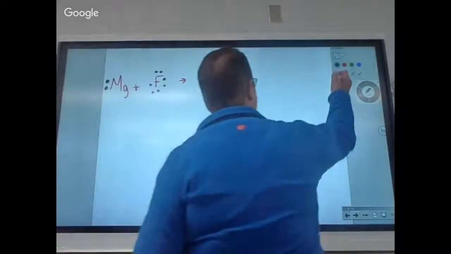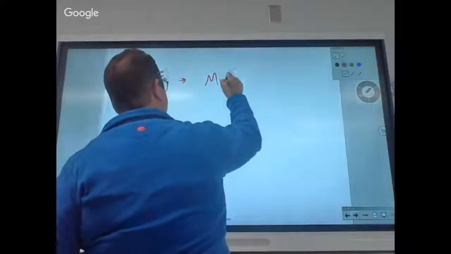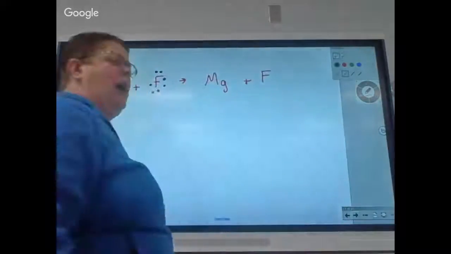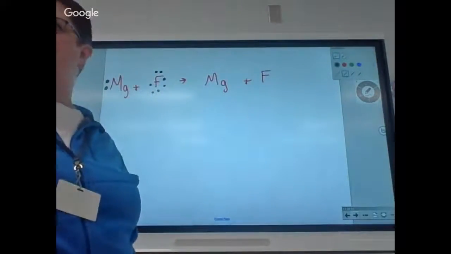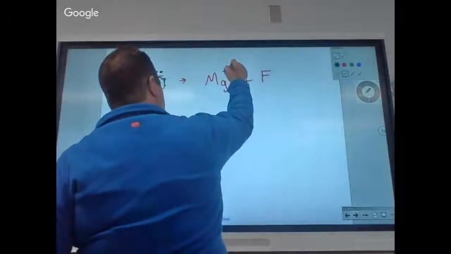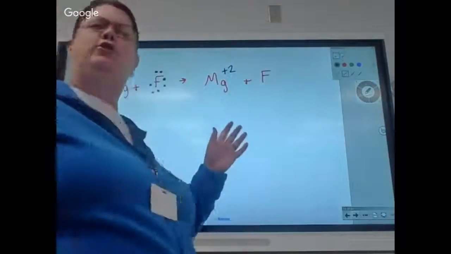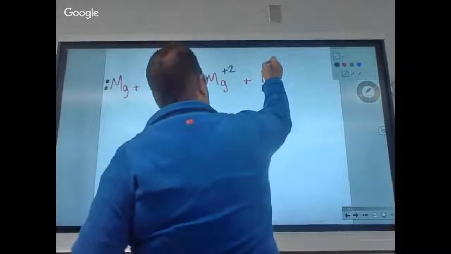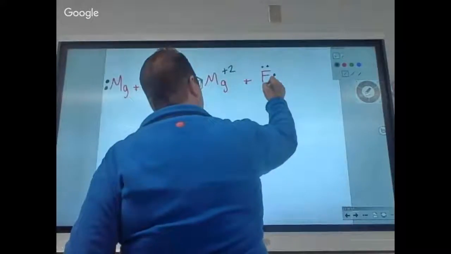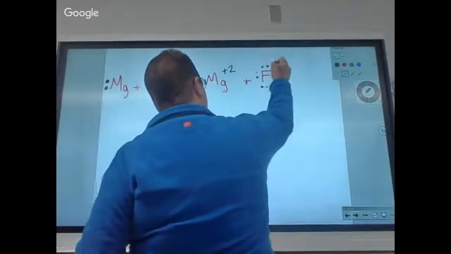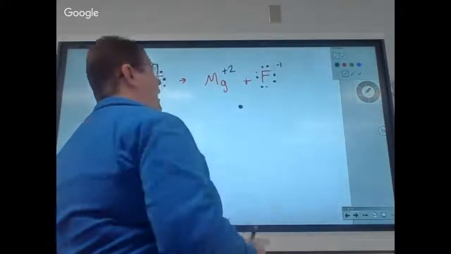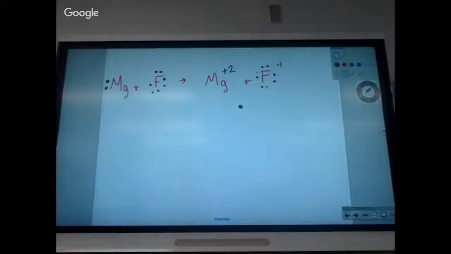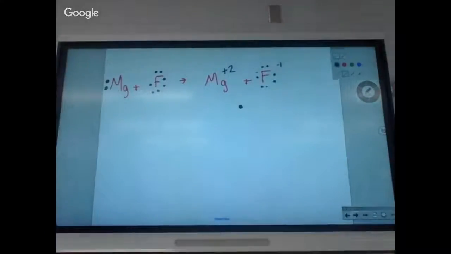All right, so magnesium's going to do what? Give it to fluorine. It's going to lose how many? It is not going to lose 1. It's going to lose 2. Fluorine's going to take how many? Okay, so let's deal with that. All right, so we gave fluorine 1, and I got this homeless electron. Now, where is the homeless electron going to go is the question.